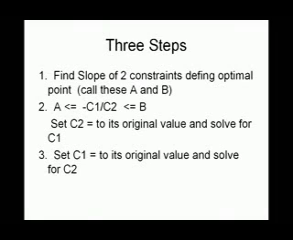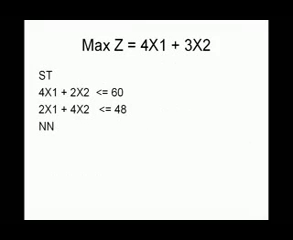So in step 2, what you do is you set c2 equal to the original value and solve for c1. In step 3, you do the reverse. Set c1 equal to the original value and solve for c2. So for example, let's take the table and chair problem again. Of course, the slope of the objective function is minus 4/3. The slope of the first constraint is minus 4 over 2, or minus 2. And the slope of the second constraint is minus 2 over 4, or minus 1/2.